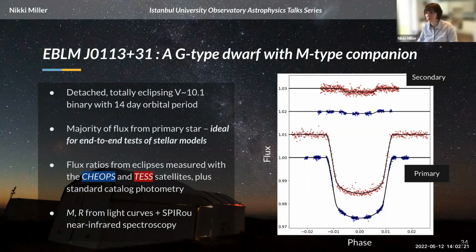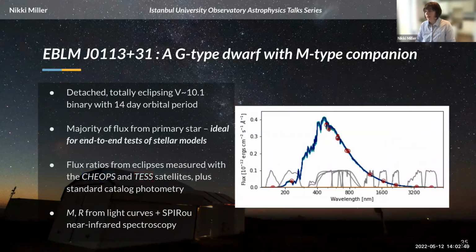So my supervisor led this work on EBLM 0113, and he obtained a light curve of the system with the KOPS satellite as well as the TESS satellite. You can see the improvements on the photometry with the KOPS satellite and the light curve on the right. He also worked on getting a good estimate on the mass and the radius using these light curves as well as near infrared spectroscopy. And then also got the temperature using the method that I've described during my talk.